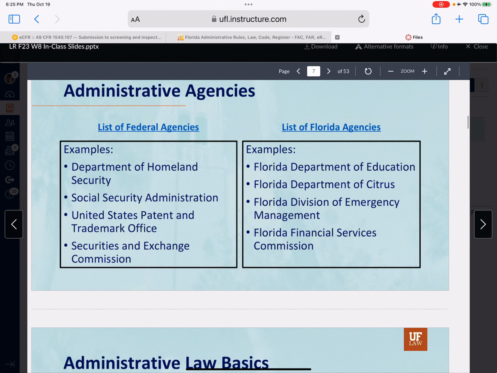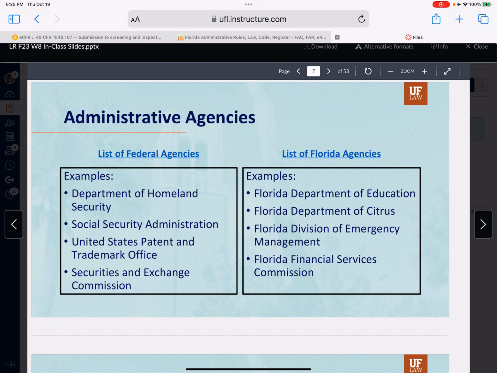Okay, administrative agencies. You know what these are. You may not realize you know what these are, but you do. So popular or commonly known federal agencies: Homeland Security, Social Security, Patent and Trademark, the SEC. And then Florida's agencies: Florida Department of Education. We also have a Department of Citrus, emergency management, right? Because we have all the hurricanes. Financial services, those are Florida agencies.